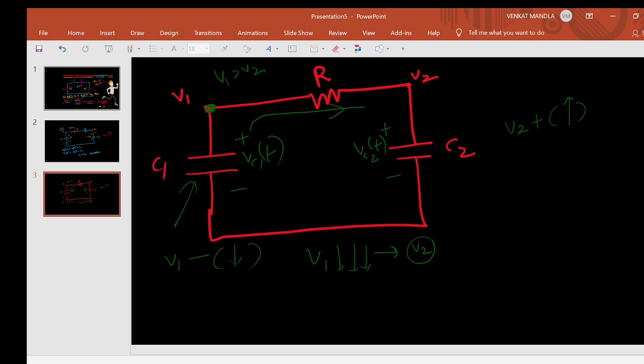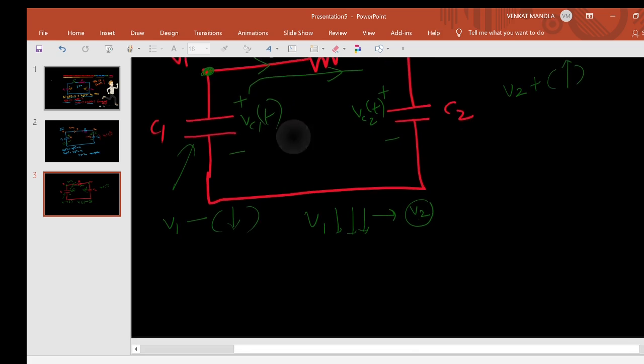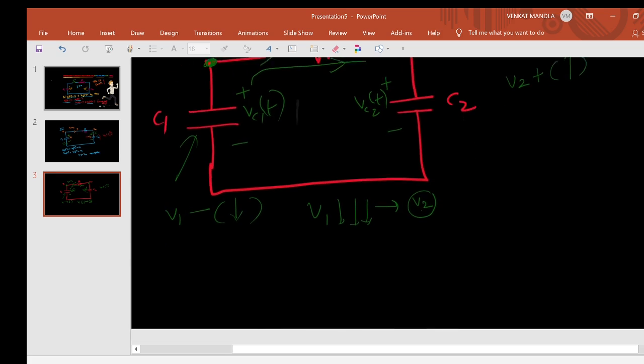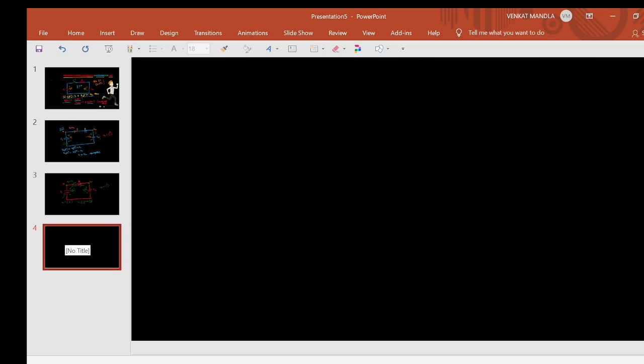If V1 equals V2 at some point, then the current flowing in the circuit is 0 amps. Up to that point, the C1 capacitor charges the C2 capacitor until the two capacitors have the same voltage, V1 equal to V2. So this is the concept. I want to show you how to tackle this type of problem, which I will explain on the next slide.